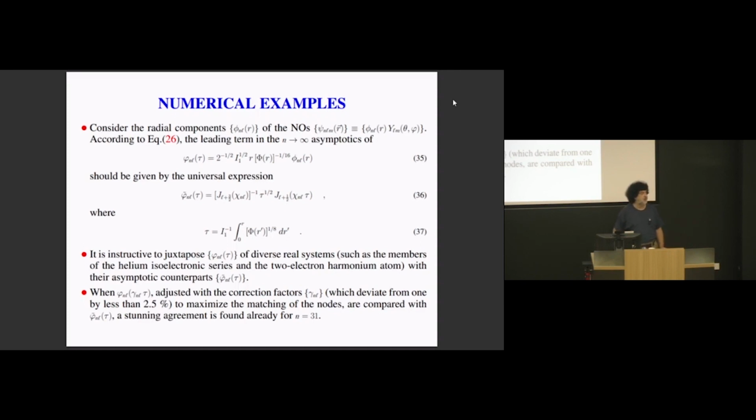What I'm going to display for you is helium, lithium plus, beryllium 2 plus, boron 3 plus, and a harmonium atom. Now, when it comes to the helium isoelectronic series, we would say big deal. They all have the same potential, it's just dimensional scaling, basically. But harmonium has a very different confining potential, so we would expect some deviations here. Now, let's see what we get.